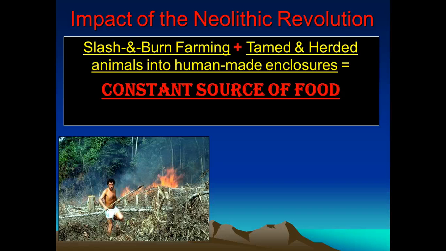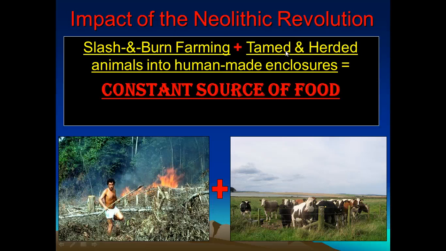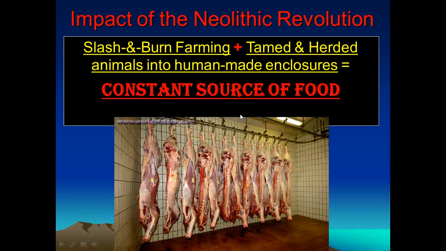All right, now farming. We use early on a style of farming called slash and burn farming. Okay, now when you combine slash and burn farming with the taming of animals, all it means is when we tame them, we begin to put up fences. Now we can put a fence and they would stay there. Now we got a constant source of food. Okay, I mean, all the ribs you can eat. You know what I'm saying?